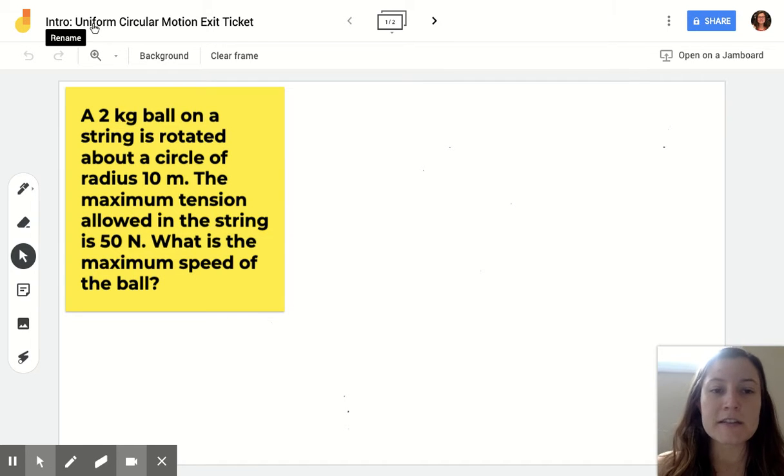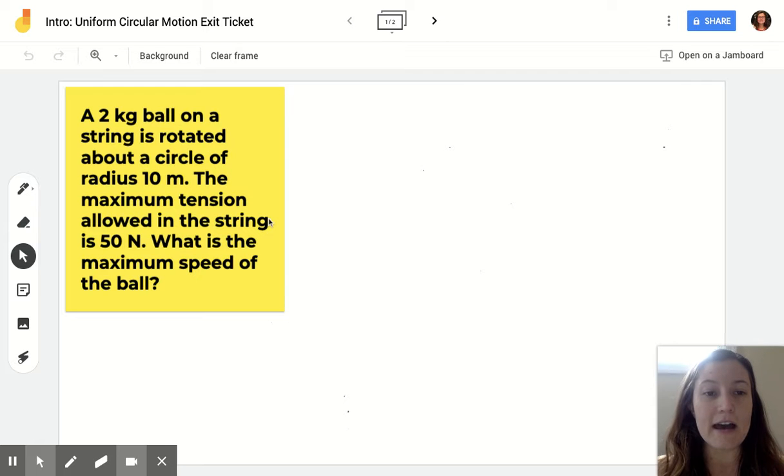So the first one you can see is on this yellow sticky note here. We have a 2-kilogram ball on a string, which is rotated about a circle with radius of 10 meters. The maximum tension that the string can withhold is 50 newtons. So anything larger than 50 newtons would cause the string to break. Okay, so 50 is the maximum tension on that string. We want to find the maximum speed of the ball. So this example is similar to the example video 1 which I recorded.